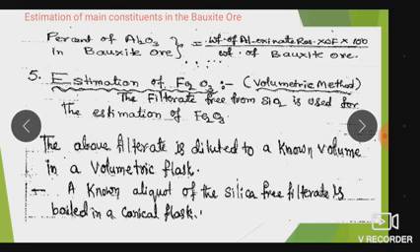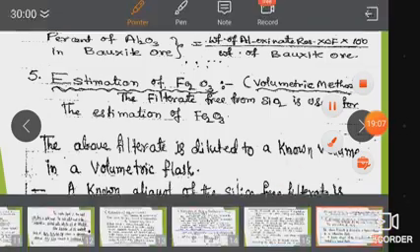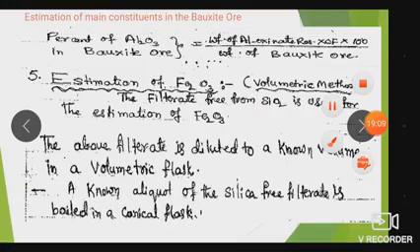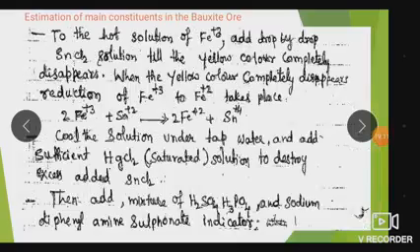is boiled in a conical flask. Then, to the hot solution of Fe3+, add stannous chloride solution drop by drop till the yellow color completely disappears. When the yellow color completely disappears, reduction of Fe3+ to Fe2+ takes place.